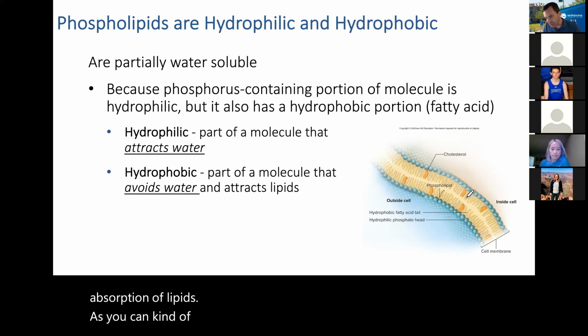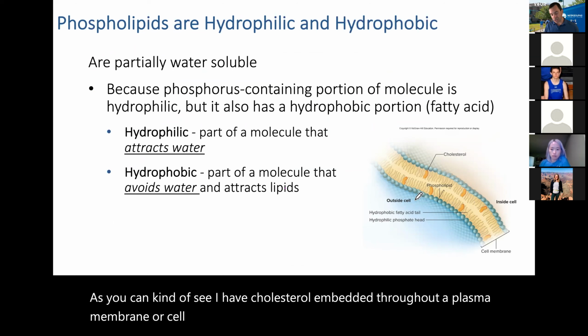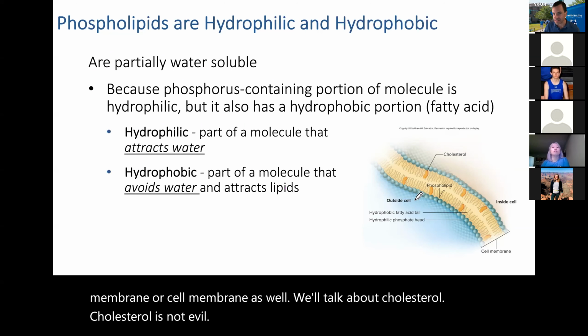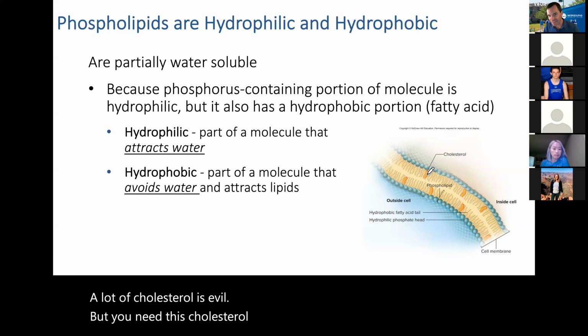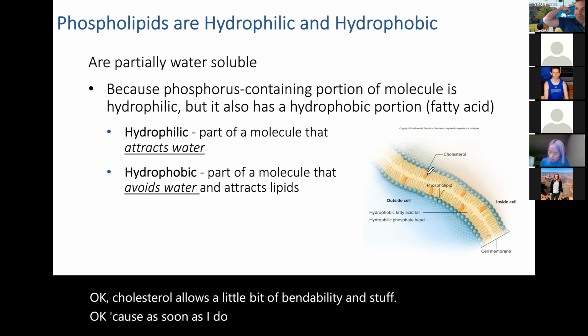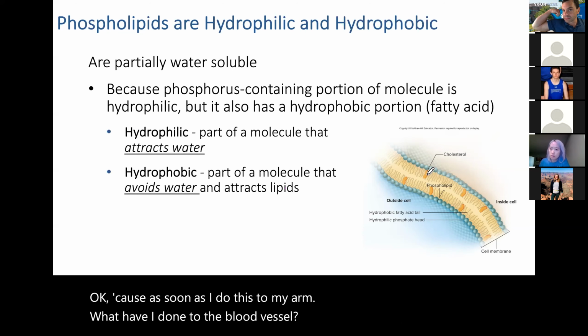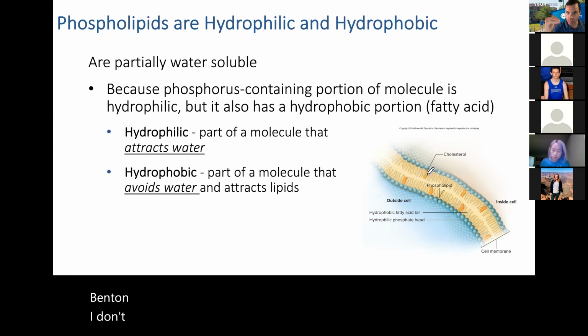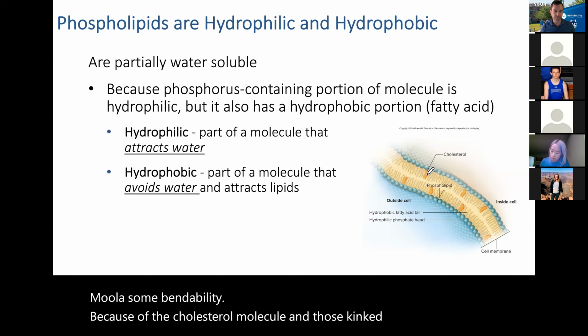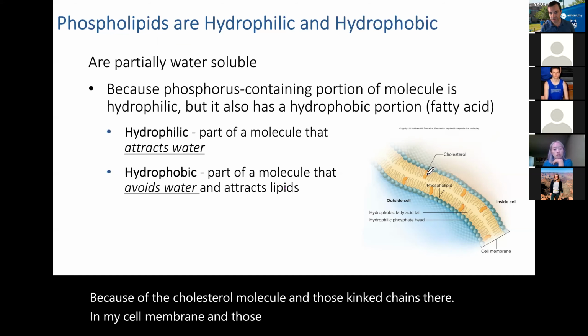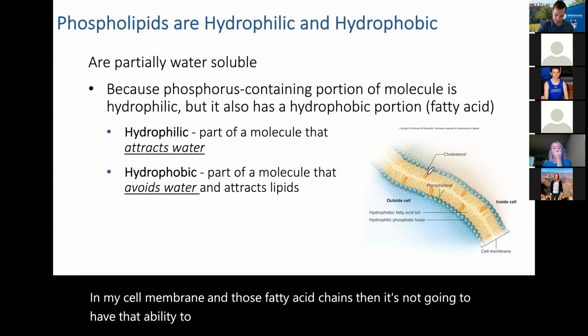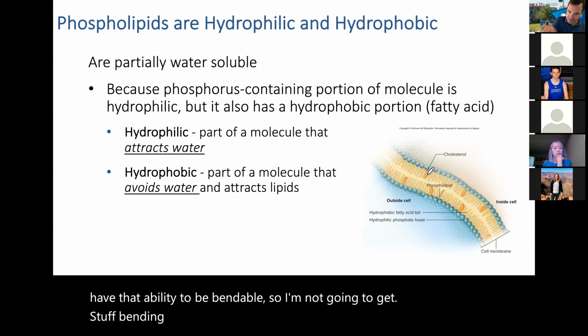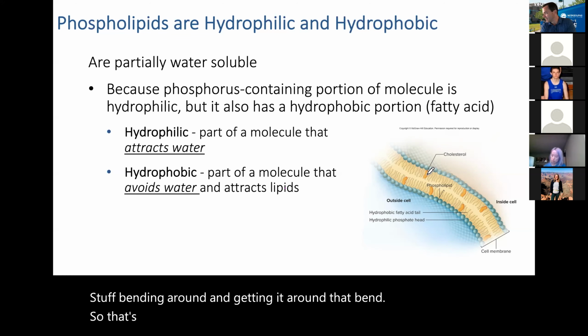As you can see, I have cholesterol embedded throughout a plasma membrane or cell membrane as well. We'll talk about cholesterol. Cholesterol is not evil. A lot of cholesterol is evil, but you need this cholesterol molecule. If I don't have this, it's not as fluid. Cholesterol allows a little bit of bendability. Because as soon as I do this to my arm, what have I done to the blood vessel? I've bent it. If I don't have some bendability because of the cholesterol molecule and those kinked chains in my cell membrane, in those fatty acid chains, then it's not going to have that ability to be bendable. So I'm not going to get stuff bending around that bend. Stuff's going to get stuck. I don't want that.